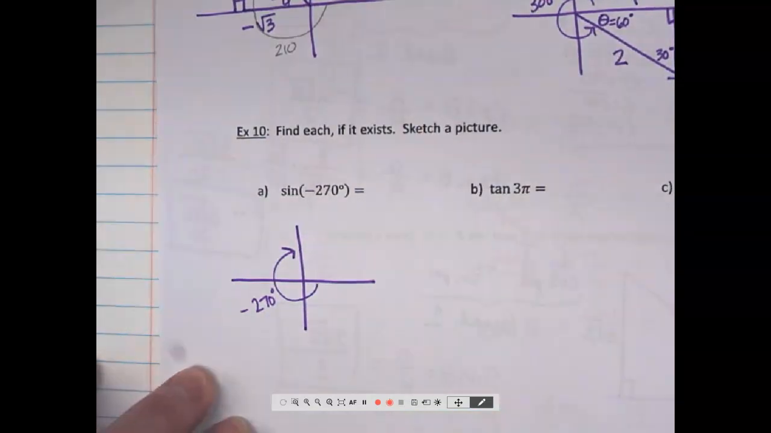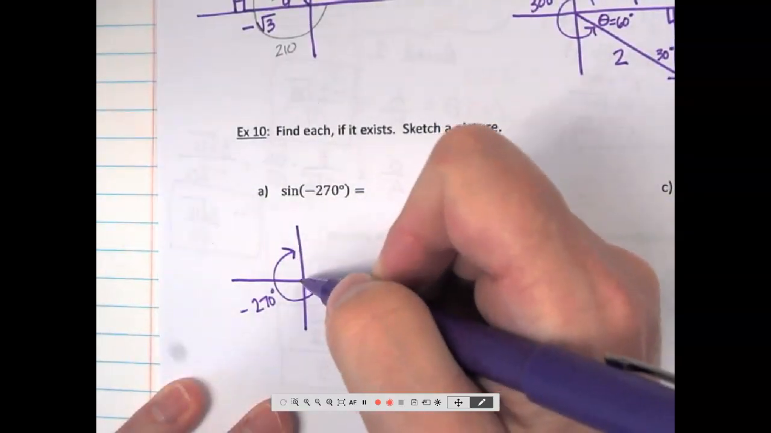Do you remember what this angle is called if it lands on an axis? Starts with a Q. And it's kind of a funny name because it's not in what the root word is. Quadrantal. It's a quadrantal angle because it doesn't land in a quadrant. It's on an axis. Okay, so I can't draw a right triangle.